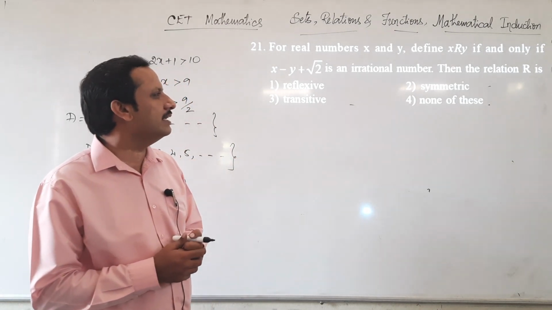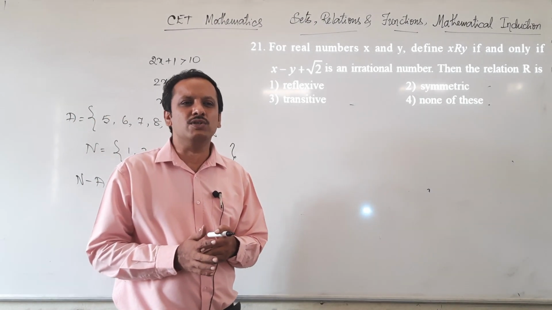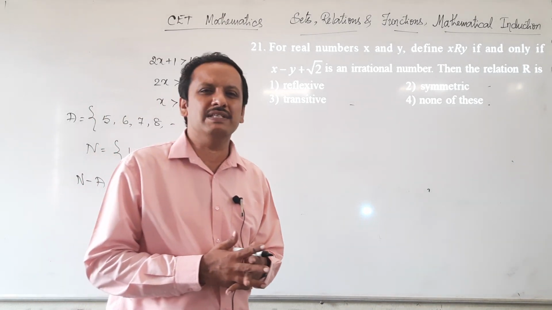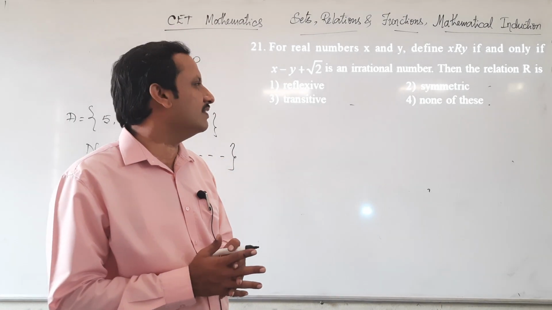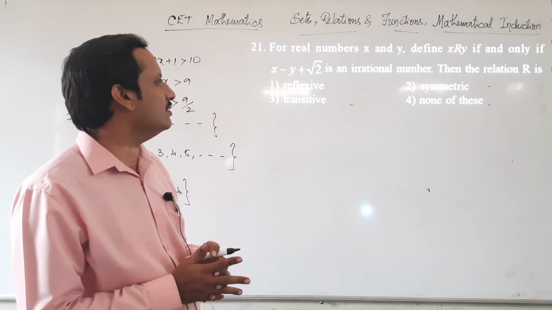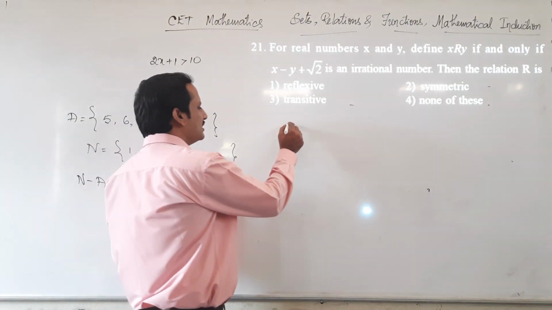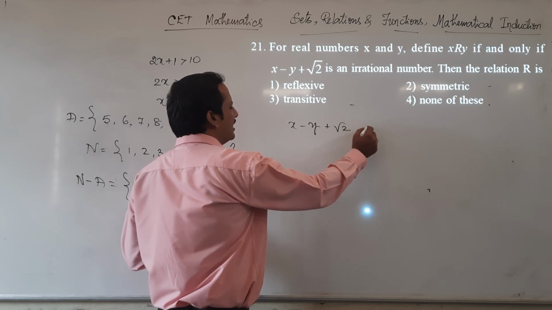So, then transitive. Transitive means A is related to B and B is related to C should imply A is related to C. AB belongs to R and BC belongs to R. If it implies that AC belongs to R, then we can say that relation is a transitive relation. So, now here that relation is defined as x minus y plus root 2 is an irrational number.